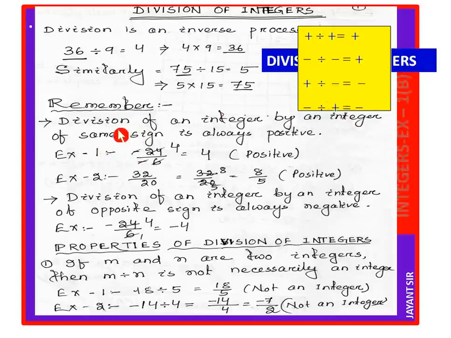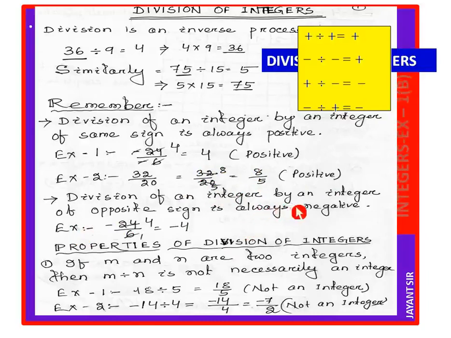Next, remember some things here. Division of an integer by an integer of the same sign is always positive. Same sign, plus or minus, will always give positive. Example: minus 24 divided by minus 6, 6 fours are 24, equal to 4, which is positive. Another example: 32 divided by 20, divided by 4, 4 fives are 20, 4 eights are 32, both were plus sign, so 8 by 5, which is a positive integer.